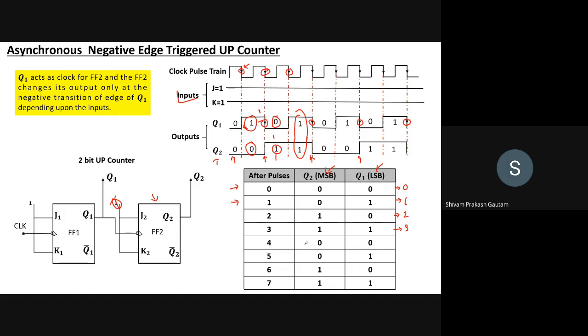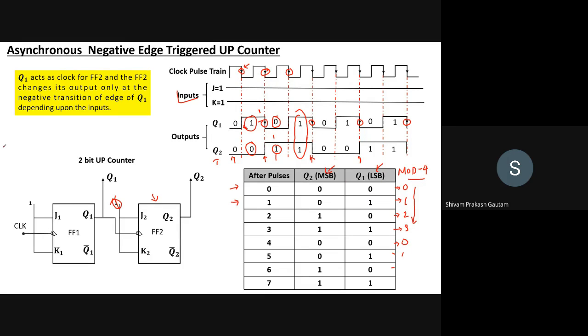Right? And when you go to the fourth triggering, again it has become 0. That is why we are calling it an up counter, because it is going from 0 to 3 and again going back to 0. Since it has 4 different states, it is also called a mod 4 counter. So this we have already seen.